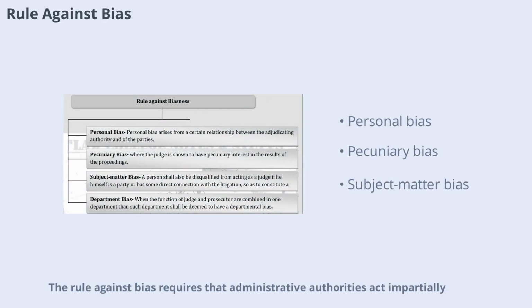Rule against bias requires that administrative authorities act impartially, without personal, pecuniary, subject matter, or departmental bias. Any decision made by a biased authority is liable to be set aside. This rule is fundamental to maintaining public confidence in the fairness of administrative processes.